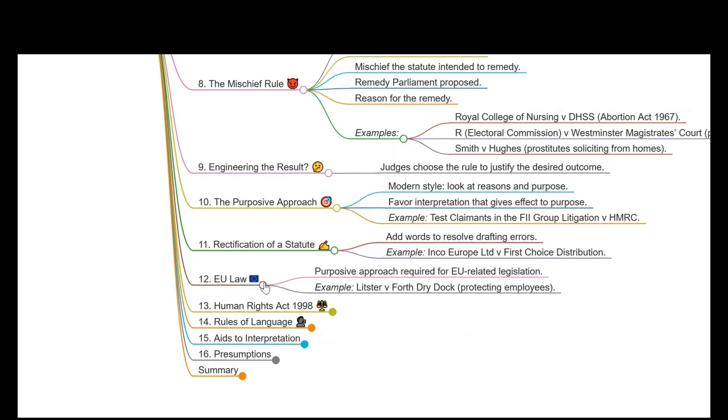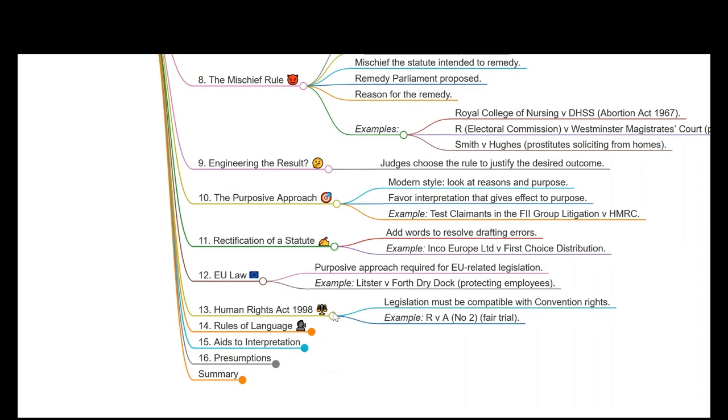12. EU Law and 13. Human Rights Act 1998. During the UK's membership in the EU, courts were required to use a purposive approach when interpreting EU-related legislation. Similarly, the Human Rights Act of 1998 mandates that legislation be compatible with Convention rights. Litster v. Forth Dry Dock exemplifies the EU law approach, while R v. A (No. 2) demonstrates the impact of the Human Rights Act.